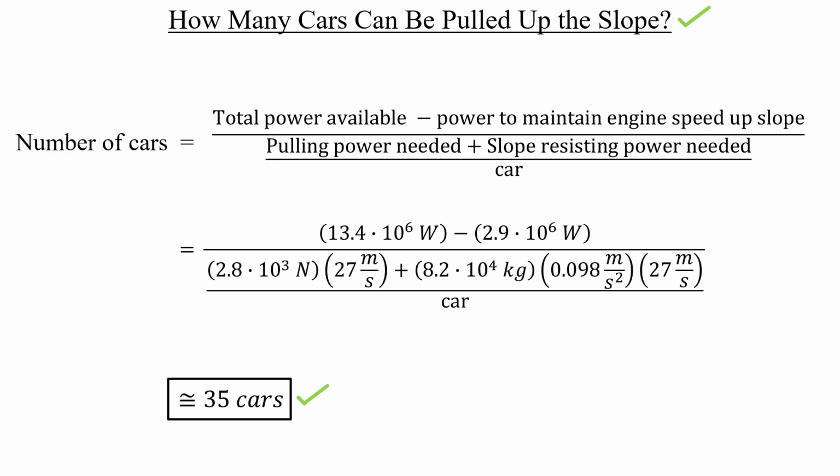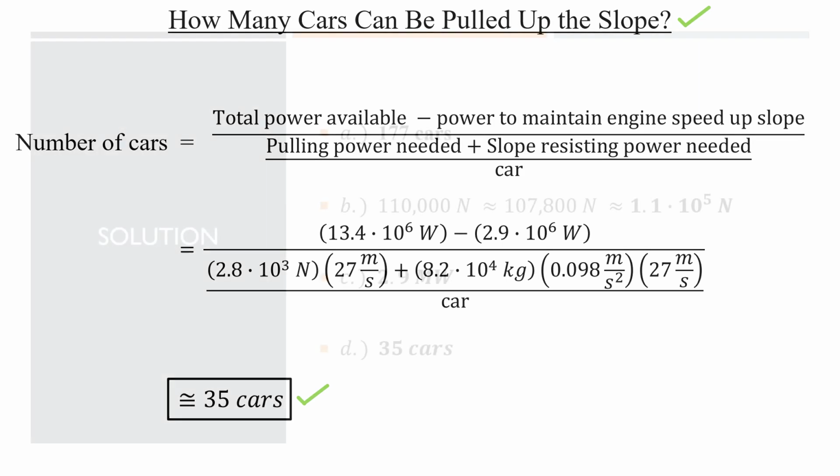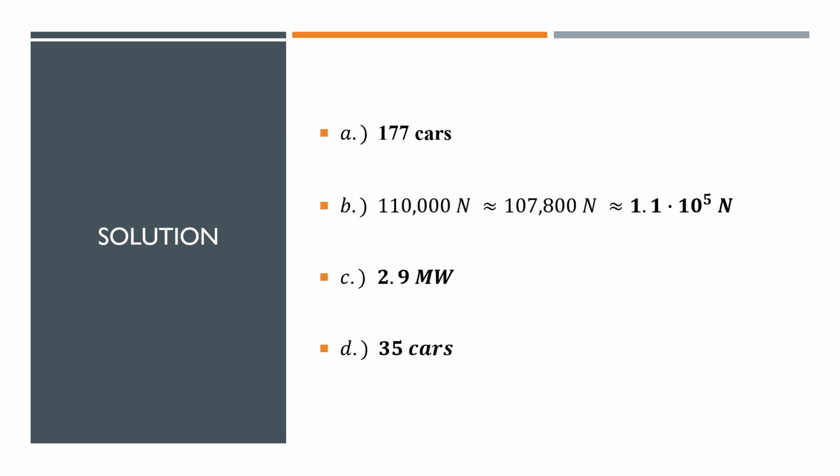This one was a bit long, so let's put our work on the solution card and review. In part A, everything was moving horizontally. So we took the total power provided by the engines and divided it by the required pulling power for each car and found that we could pull 177 of them. In part B, we saw how the sine and tangent identities in our force equation resulted in very similar numbers with a tiny angle involved.